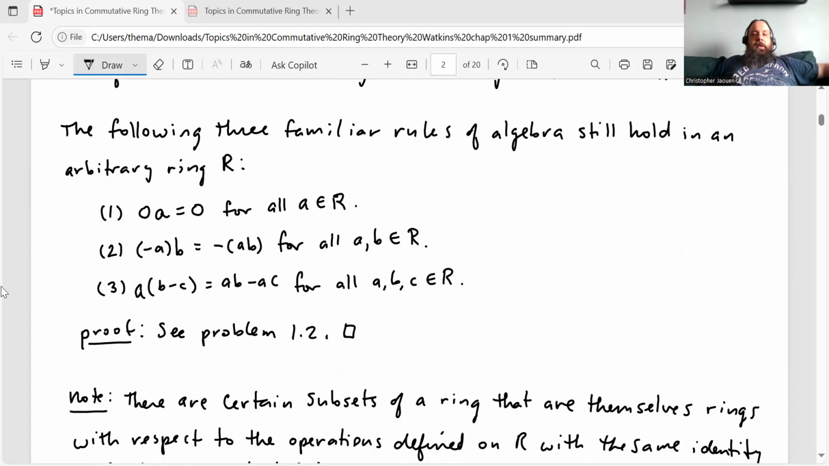Negative A times B has to be the same element as the additive inverse of A times B for all A, B in R. And A times (B minus C) is equal to AB minus AC for all A, B, C in R. And the proof we'll do in the problem set. So we'll do that in problem 1.2, which we'll do in this video, like I said, because this section is kind of short.